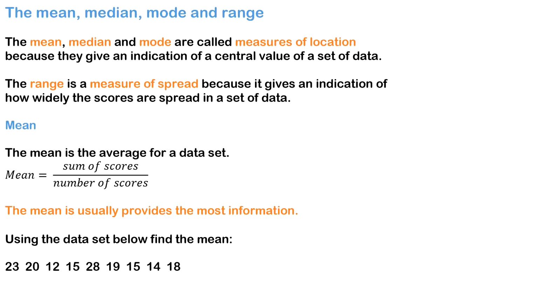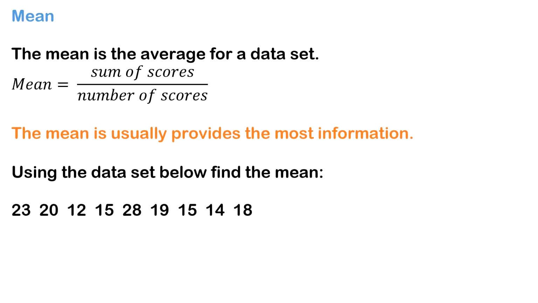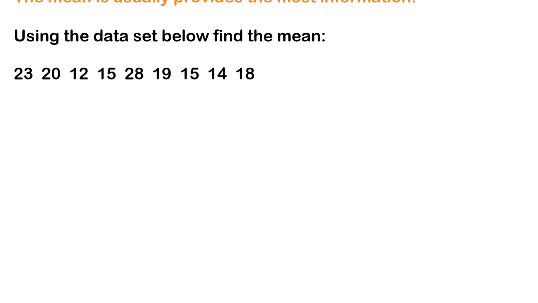So the first one of these we're going to look at is what we call the mean. The mean is just the average for a data set, and we find the mean by having the sum of scores. So you're adding up all the scores, and then you divide it by the number of scores there are. The mean is usually the one that provides the most information out of all these things. It's the most commonly used.